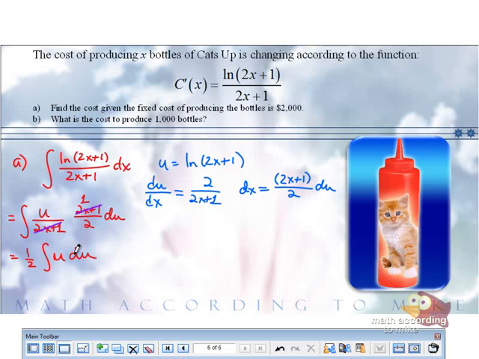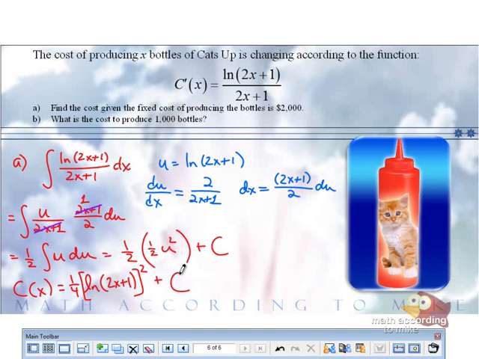What is the antiderivative of u with respect to u? So use your power rule, n would be 1. 1/2 u to the n plus 1, plus c. So our cost function, C of x, would be 1/2 times 1/2 is 1/4. Put your u back in. So then we have to square it, plus c.